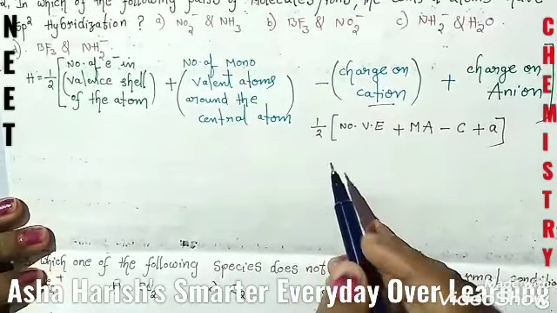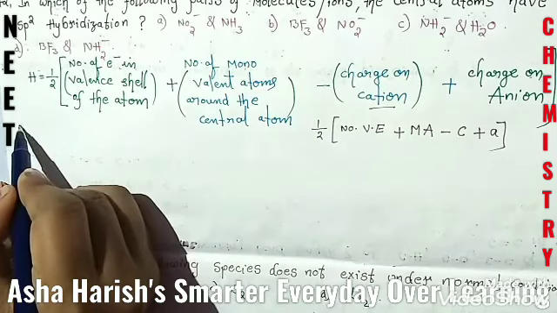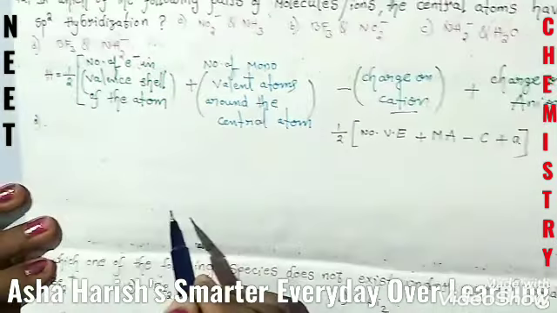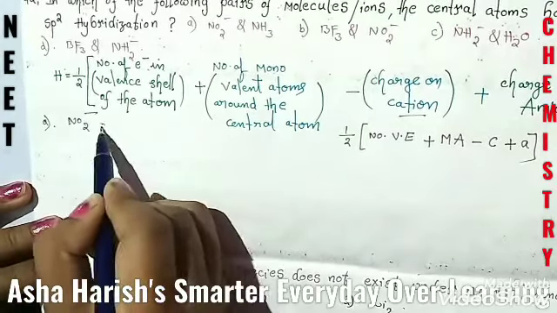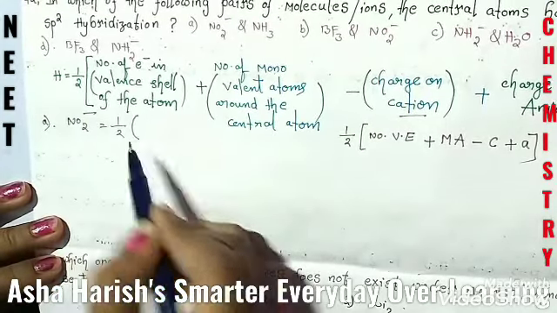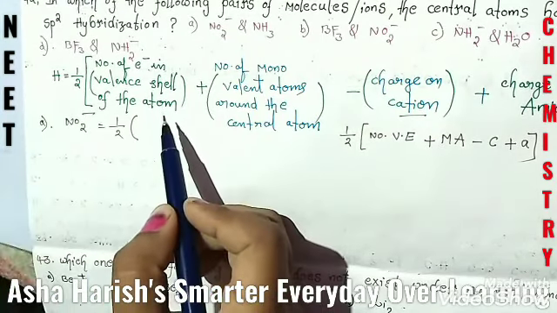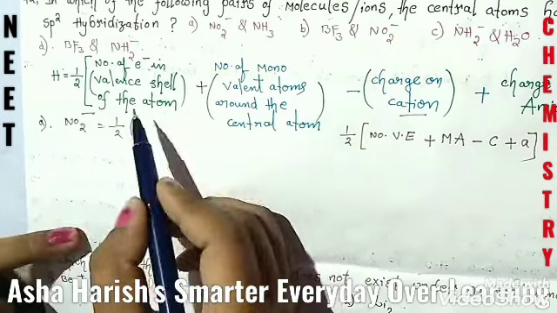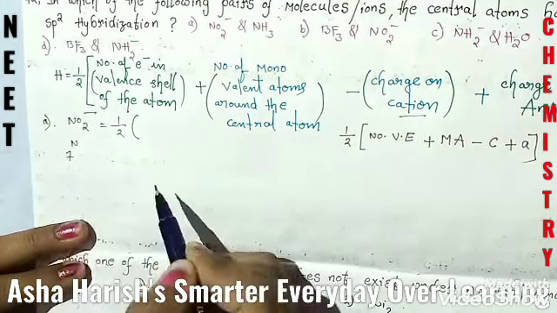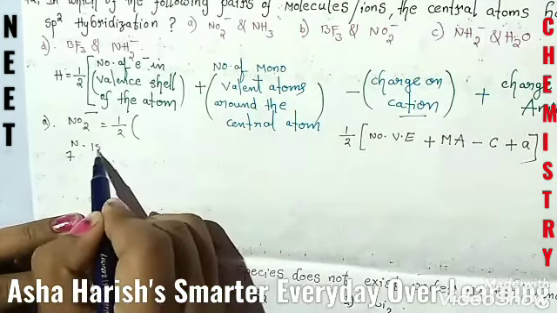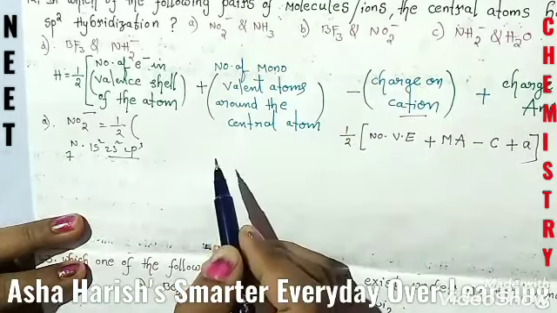Option A students, what we have here: NO2 minus and NH3. Okay, for option A, NO2 minus, half into the number of valency electrons we have to find out. Here the central atom is nitrogen students, right? For nitrogen, atomic number 7 and its electronic configuration is 1s2, 2s2, 2p3. Okay, and here 5 valency electrons.